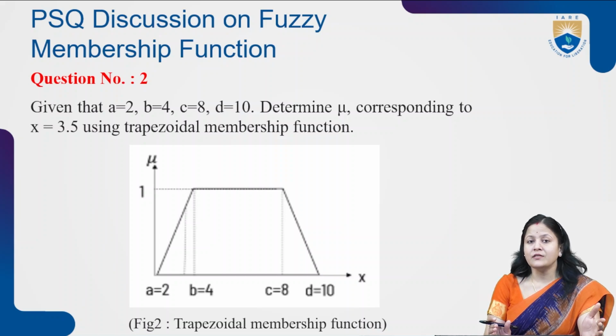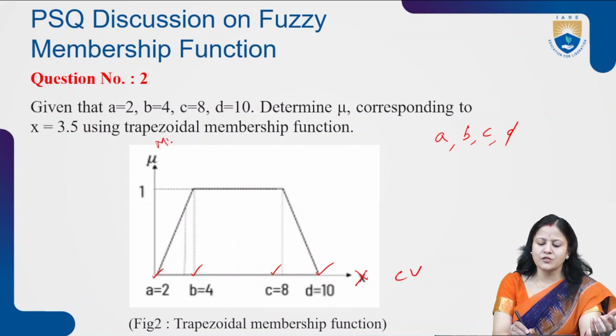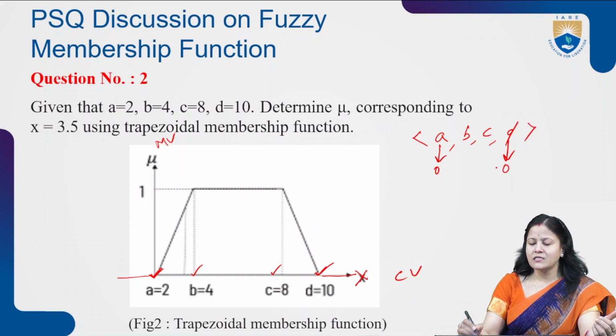As it is a trapezoidal concept, it requires 4 variables a, b, c and d. Now you can see in this picture, this is a, this is b, this is c and this is d. The x-axis represents the crisp value and the y-axis represents the membership value or the fuzzy values. So when x is equal to a or less than a, or x is equal to d or more than d, at that time the membership value is considered as 0 here.